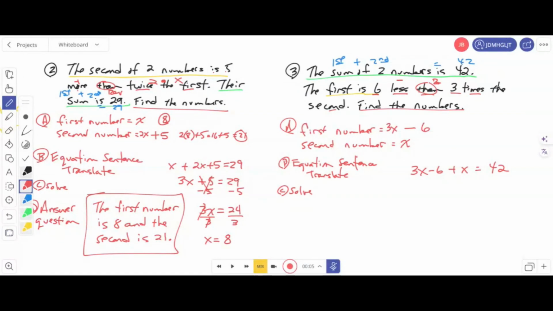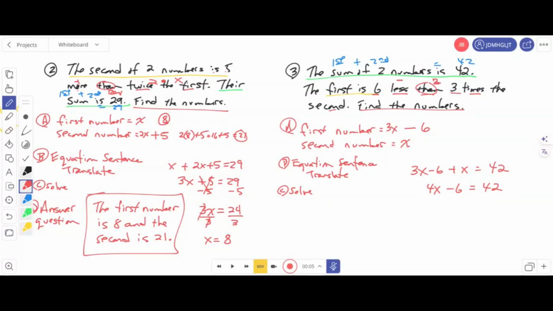Step 1, get rid of parentheses. I don't have any. Step 2, combine like terms on both sides of the equal sign. On the left, I have 3x and x. That's 4x minus 6. On the right, there are no terms to combine. Step 3, make sure that we don't have variables on both sides of the equal sign. I don't. I only have it here. Step 4, stop, check. Is there only one variable left in the problem? Yes, the 4x, the x is the only variable in the problem.